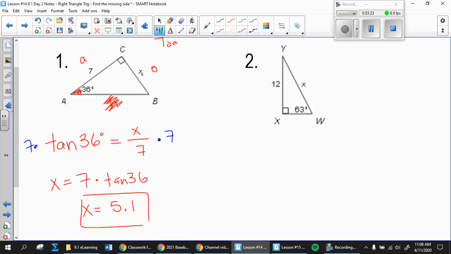I should be able to tell if that's a correct answer because this side here is shorter than this side. If I found this angle right here, it is 54 degrees, so this side has to be bigger than this side here.